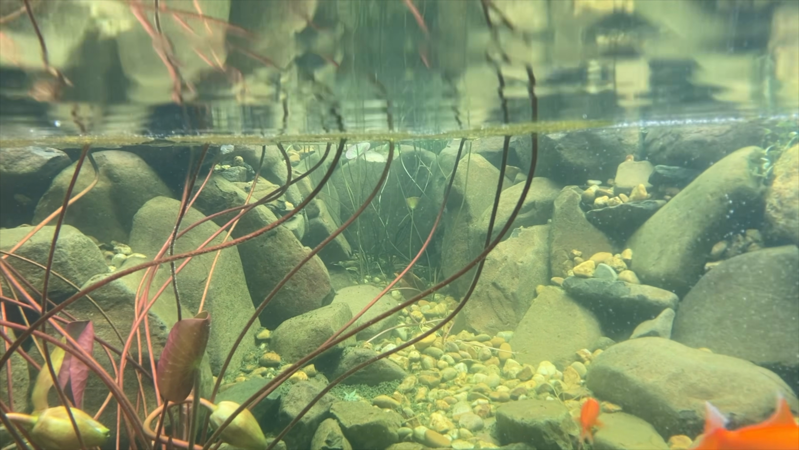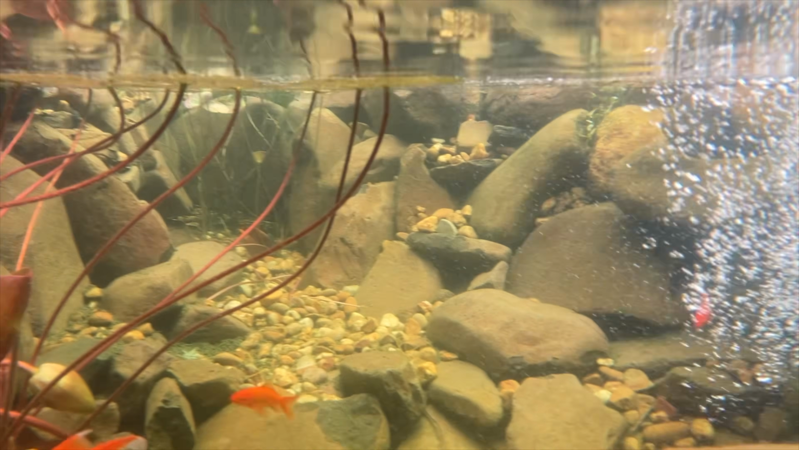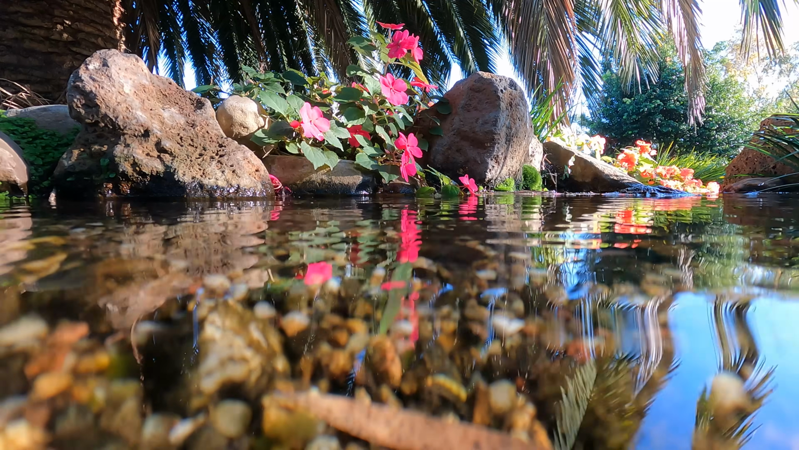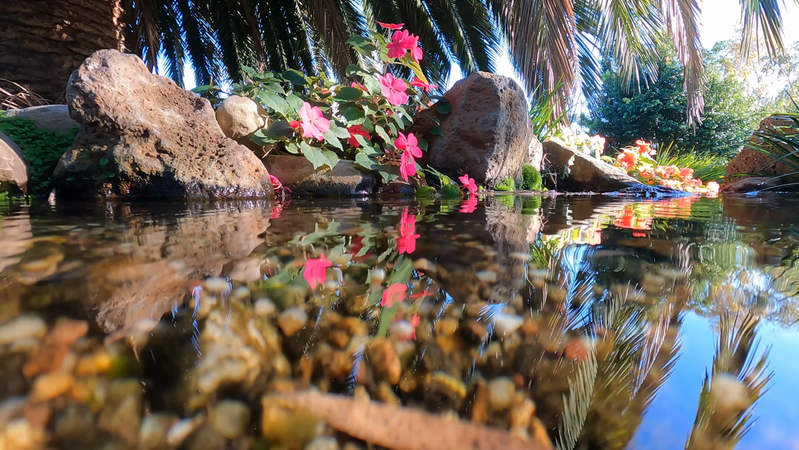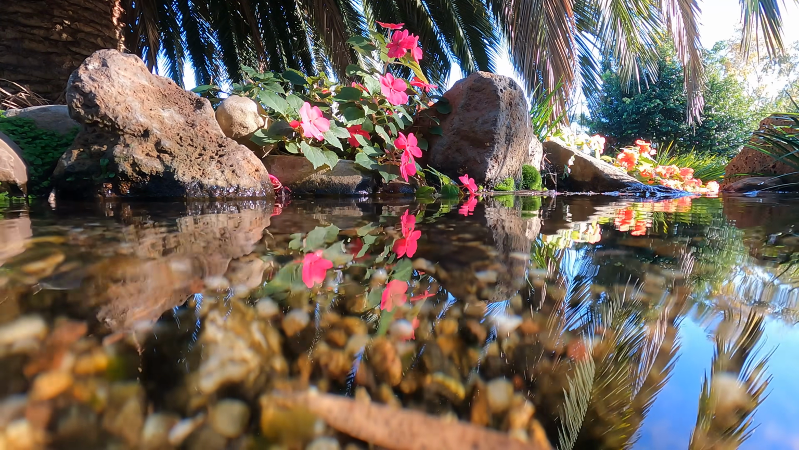Buffering is made up of things like bicarbonate and carbonate, and what they do is neutralize those acids as they're being produced. You can think of it like a shock absorber. Instead of the system reacting constantly to every little change, the buffer steps in and softens the impact. What's happening is those buffering compounds react with the acids and basically soak them up, so they don't build up in the water. And that means the pH stays more stable, even though all these processes are happening in the background.